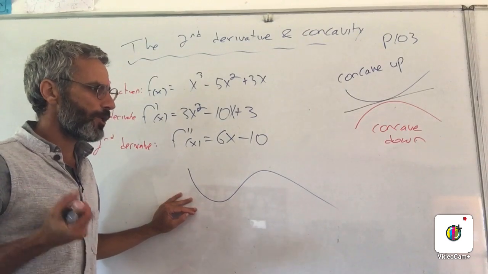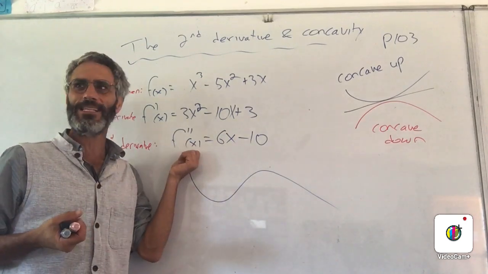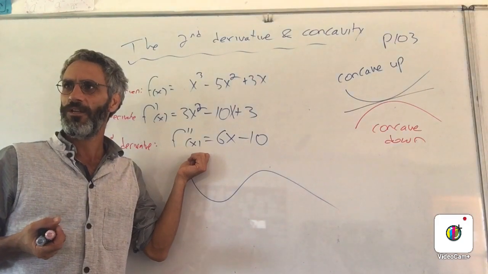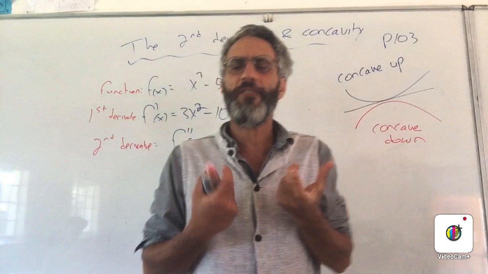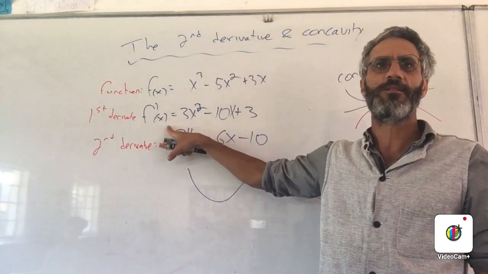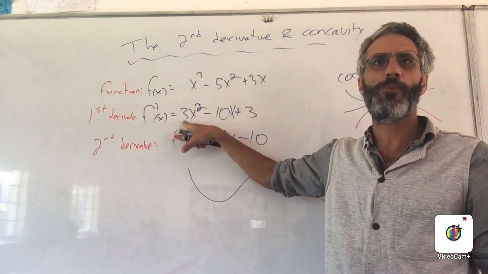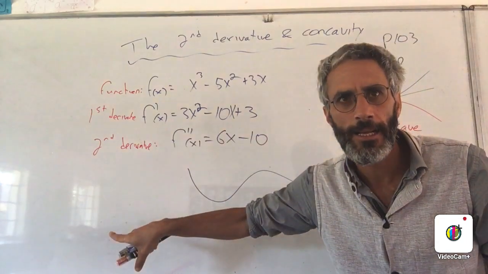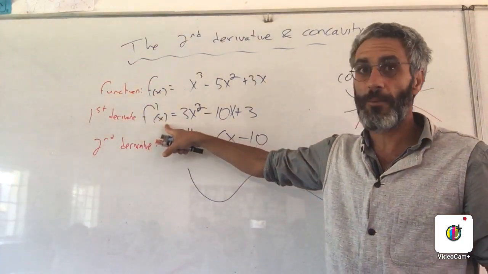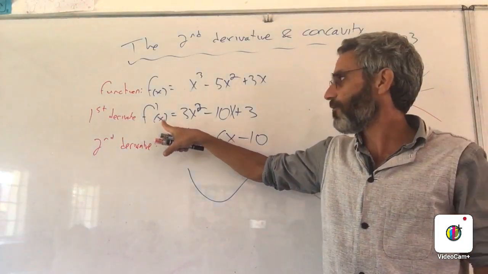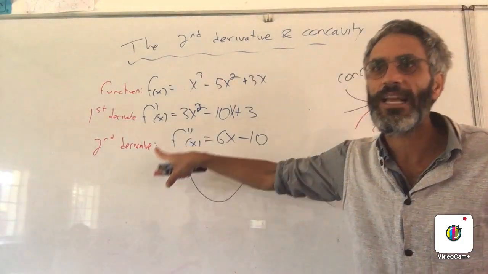What we're going to try and do in the rest of this lesson is give meaning to the second derivative. We already know the meaning of the first derivative. What does the first derivative tell you? If the first derivative is positive, what do you know about the function? Remember, the first derivative is your gradient. So if the first derivative is positive, the function is increasing.